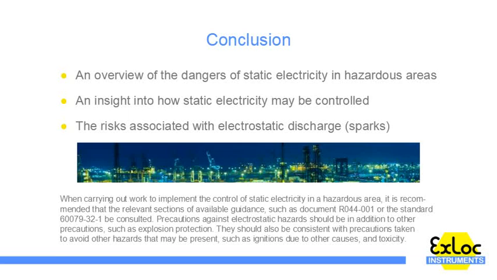It is very seldom that an electrostatic hazard can be treated in isolation. Precautions against electrostatic hazards should be in addition to other precautions, such as explosion protection. They should also be consistent with precautions taken to avoid other hazards that may be present, such as ignitions due to other causes and toxicity. It is important that all sources of risk in a system of work are considered and that a balanced approach to safety covering all risks be implemented.